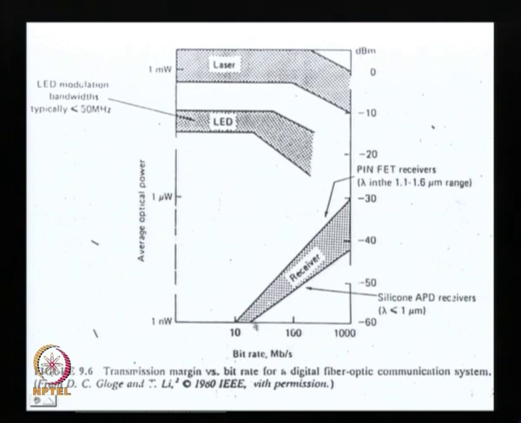The same plot is also giving the minimum detectable power required for a given bit error rate as a function of the data rate or the bit rate. So as we have seen, in the presence of noise, as the data rate increases, we have to pump more and more power into the system.